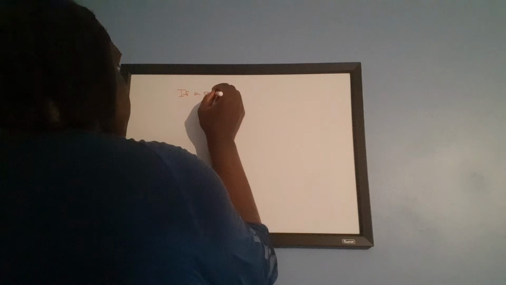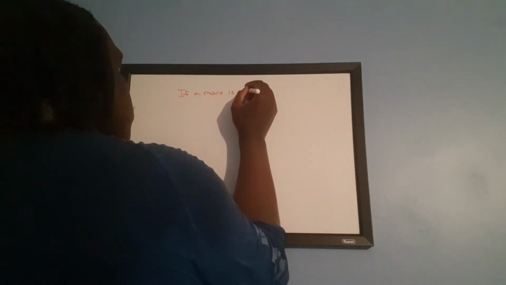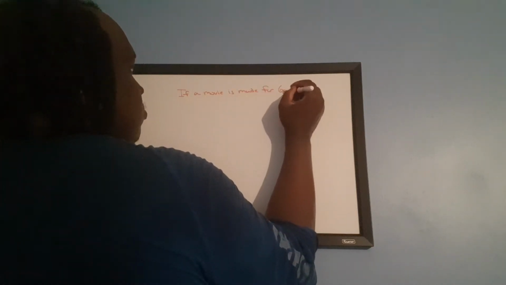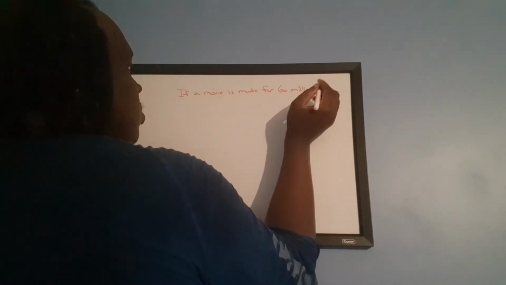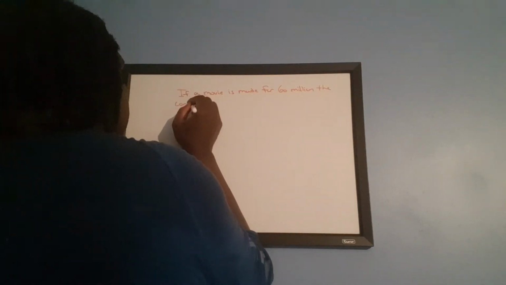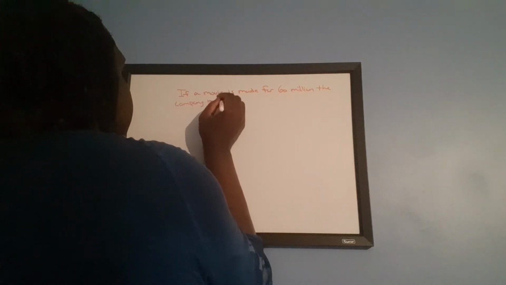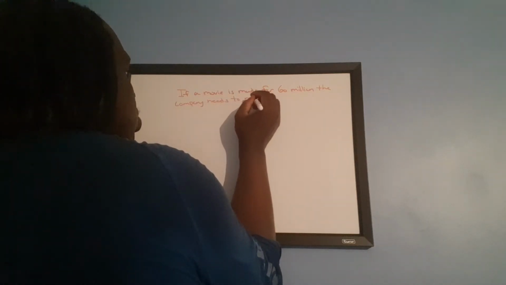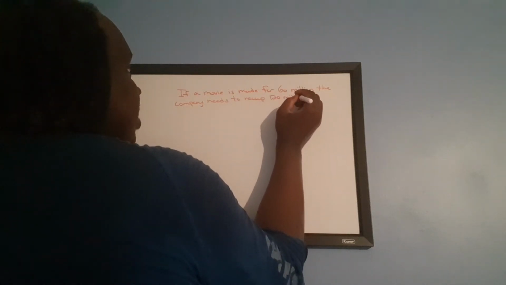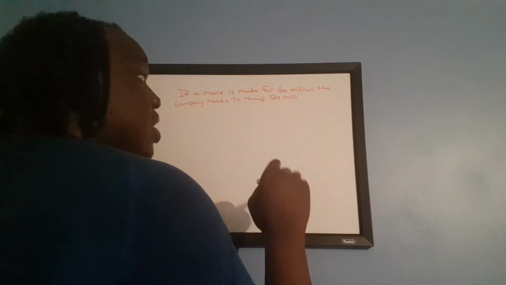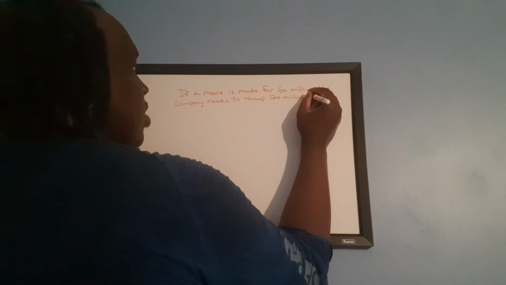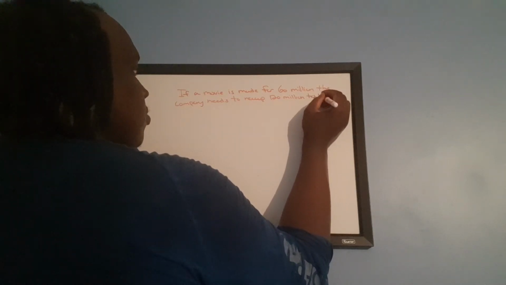If a movie is made for, let's say, 60 million, the company needs to recoup 120 million to break even. You see what I'm saying? Because they have to pay back the $60 million loan, and they also got to make the amount of money that they spent to break even. 120 million to what? To break even.